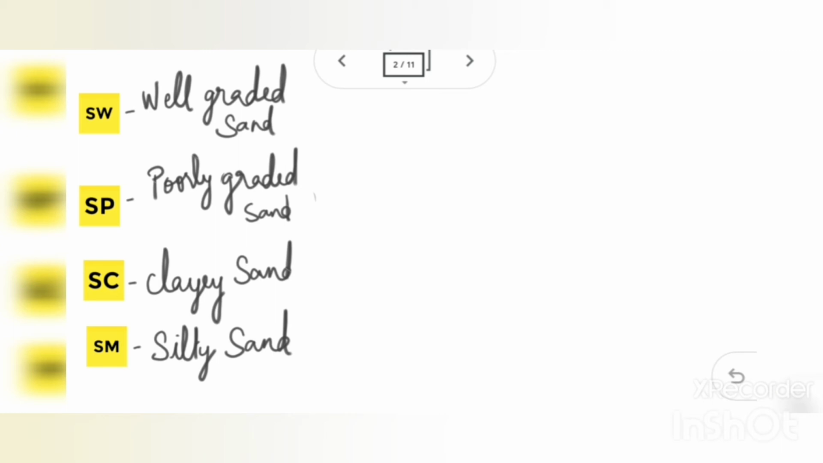So sand groups, some of the common sand groups are these. If we just check, I already told you S symbol represents sand, but sand only comes at the end of the name. So our clayey sand is here and silty sand is here. So we can easily say SM and SC is our answer.